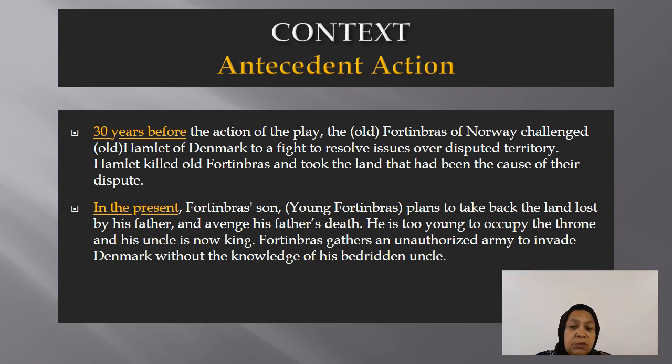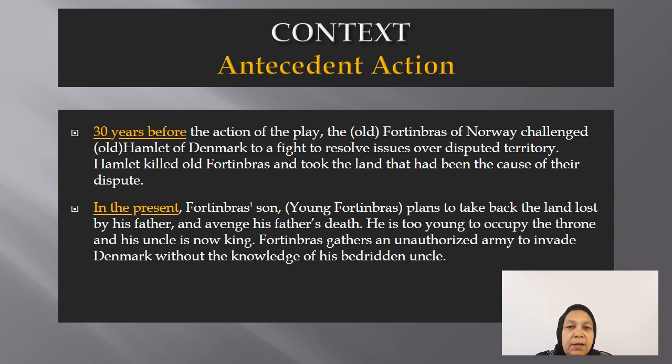It would suggest then that he could possibly clamor for the lands which his father had lost and then attack Denmark in the process. Now, at the present moment, he is also quite young, but he is deemed too young to occupy the throne of Norway, and so his uncle is now king. You can see the parallels between Hamlet and young Fortinbras.